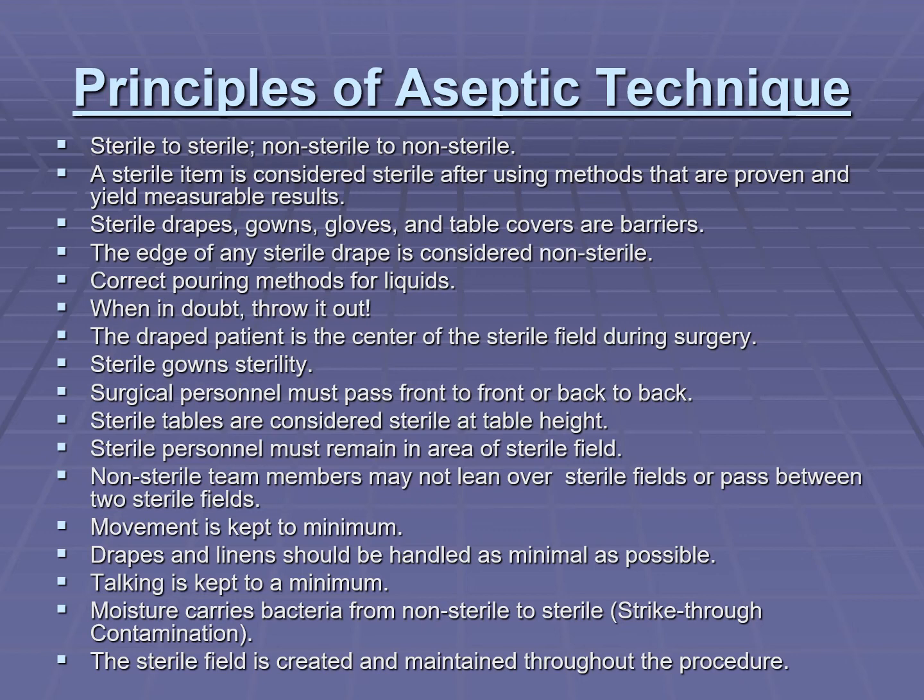Drapes and linens, we want to handle them as little as possible. We don't want to flap them, shake them, or shift them. Moisture carries bacteria from non-sterile to sterile. We refer to this as strike-through contamination. If something gets spilled on your drape, mop it up really quickly. Discard whatever you mopped it up with. Okay, and then lastly, the sterile field is created and maintained throughout the procedure. Remember, we have to babysit the sterile field. Once we open it, we shouldn't leave it by itself. It gets scared.